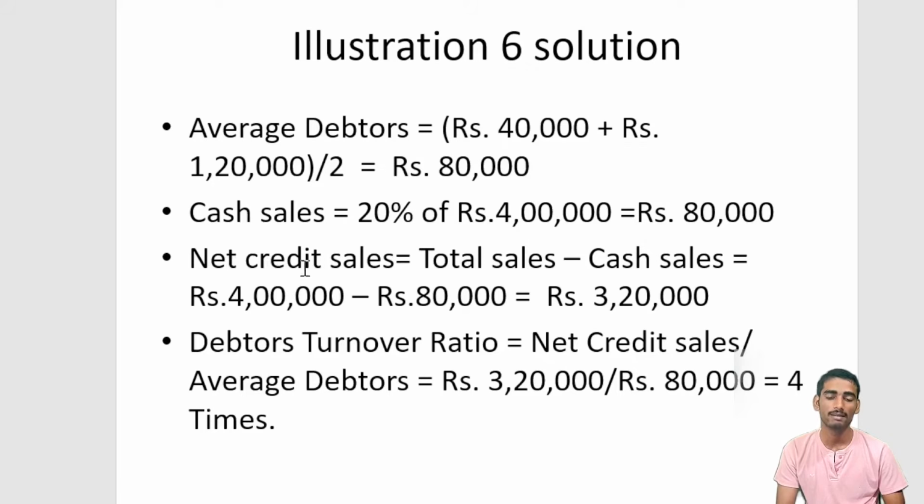Now coming to the next, that is the net credit sales. So net credit sales equal to what? Total sales minus cash sale. So total sale they have already provided, that is 4 lakh. Cash sale we already got, that is 80,000.